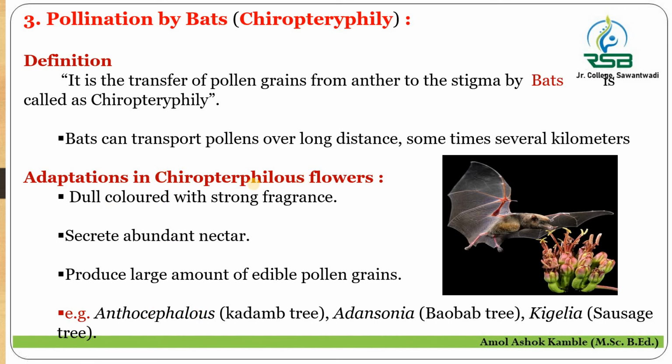So these are the various biotic agents: the insects, entomophilous type of pollination or entomophily. Then birds, that is the ornithophily type of pollination, and the last one, by bats, that is the chiropterophily type of pollination. So what is pollination? At last we discussed the definition of pollination in these agents. It is the process of transfer of pollen grains from anther to the stigma.